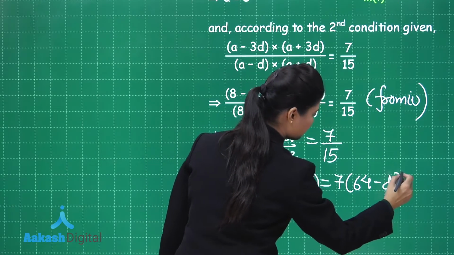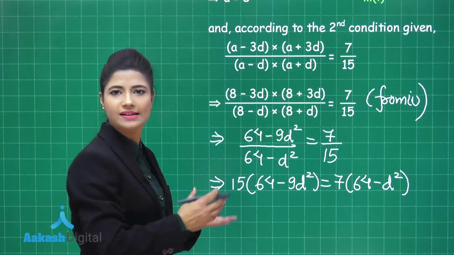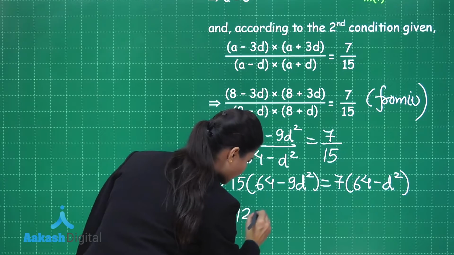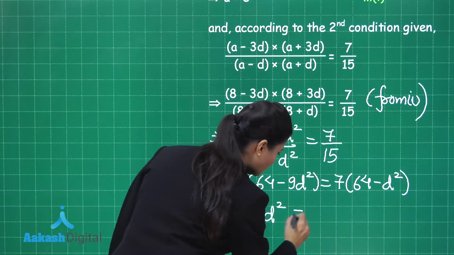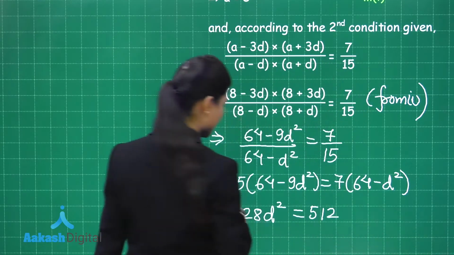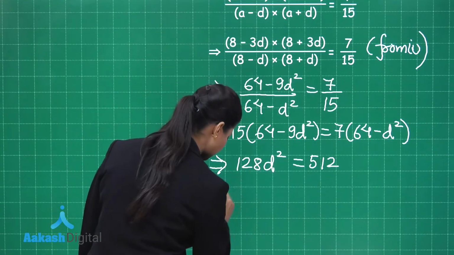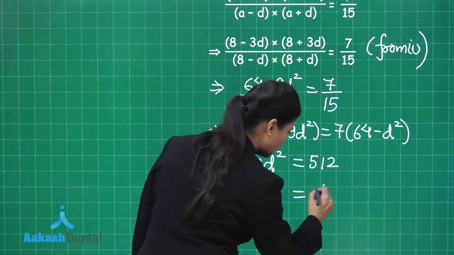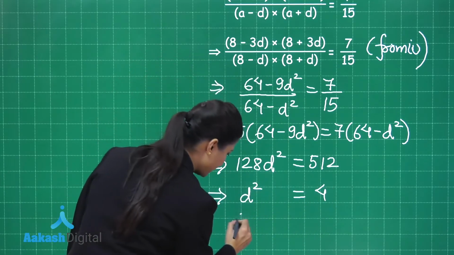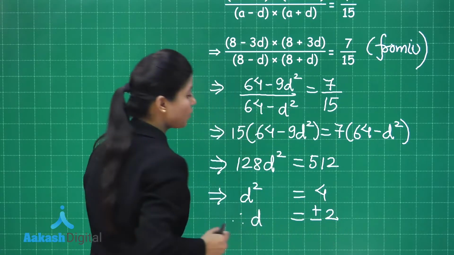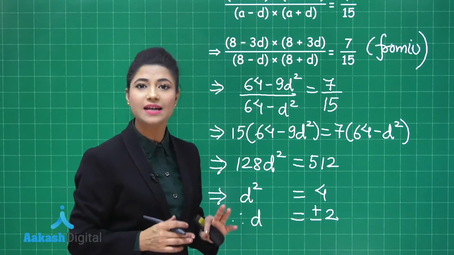So you need to simplify it, and on clubbing the like terms together, I'll finally get 128D square equal to 512. So you can further simplify this. On reducing both the sides, I get that D square is equal to 4. So I clearly get the value of D as plus minus 2. So D is also obtained and A is already obtained as 8.